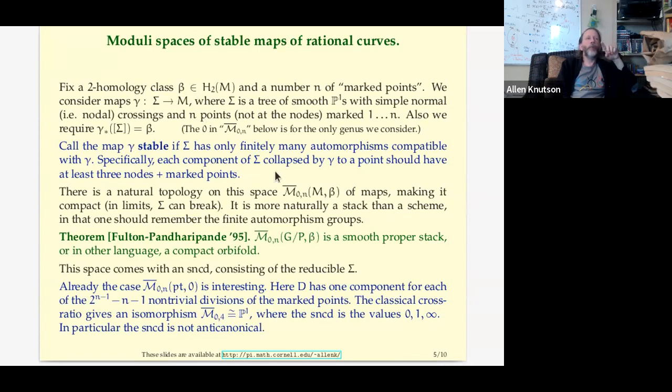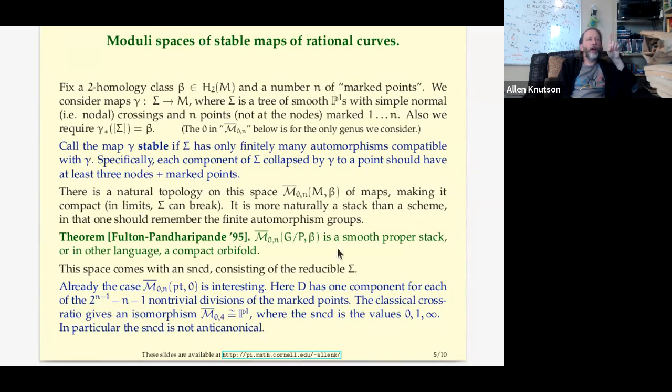If you don't collapse to a point, then there should be enough anchors on that component that it has no automorphisms. So that's my condition, not mine. That's the standard condition for stability. And the nice thing is that you then get a compact moduli space, a proper stack. So that's what you can find in Fulton, Pandharipande, and Pandharipande.